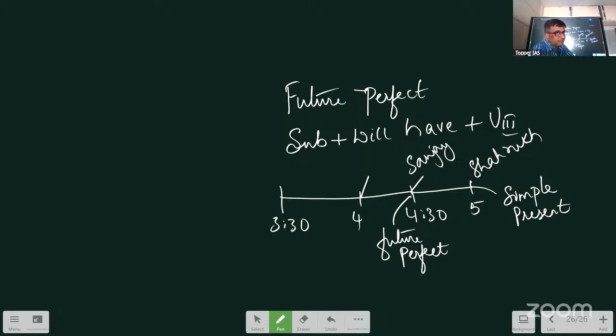Because what is the thumb rule I told you? If will is used, the next verb must be in the base form. So has does not come at all. The first thumb rule, the golden rule: if there is will, the next verb must be in the base form only.